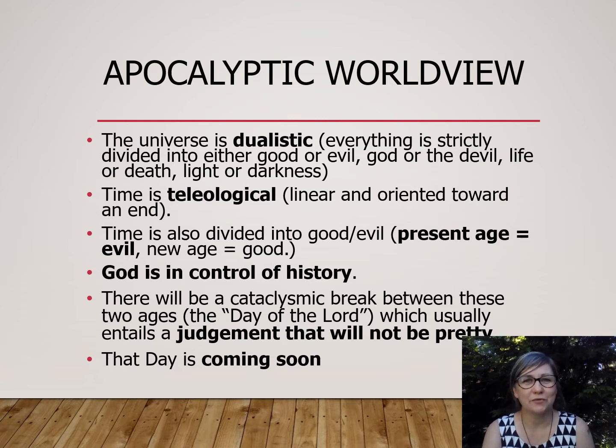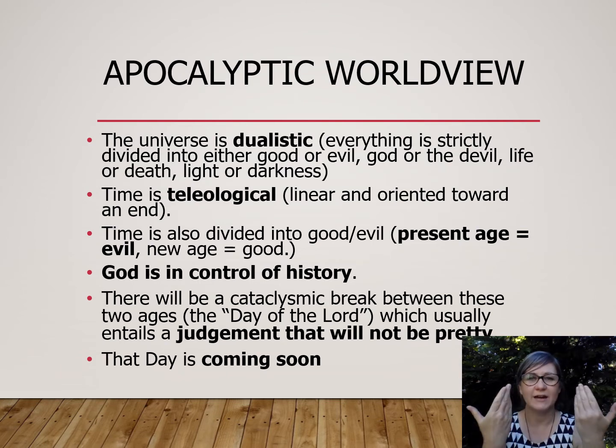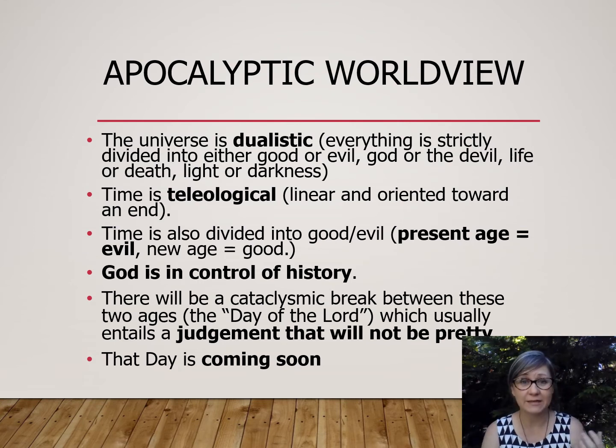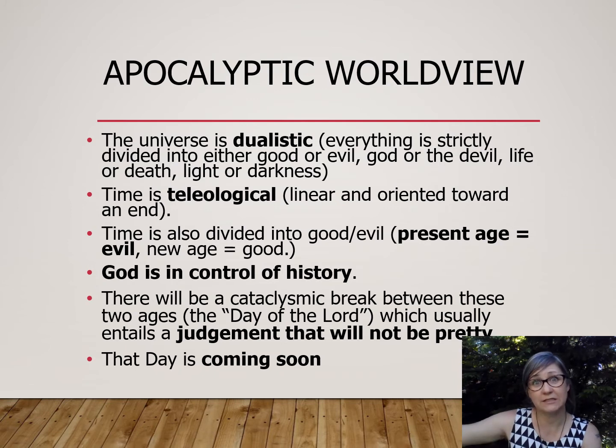So what is this worldview, this apocalyptic worldview of Jewish antiquity? Dualism is one important part of it. The whole cosmos is dualistic and can be divided quite easily into evil or good, light or shadow, devil or angel, life or death, the path of life, the path of death. And time is very linear. It's teleological. It's heading toward a telos.